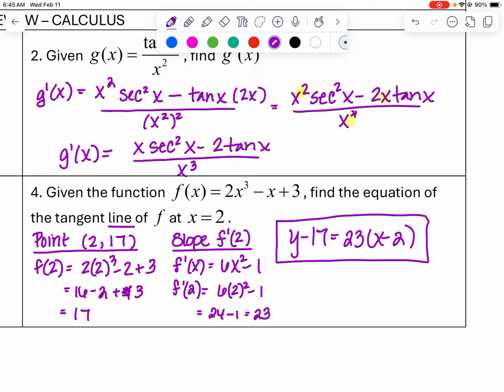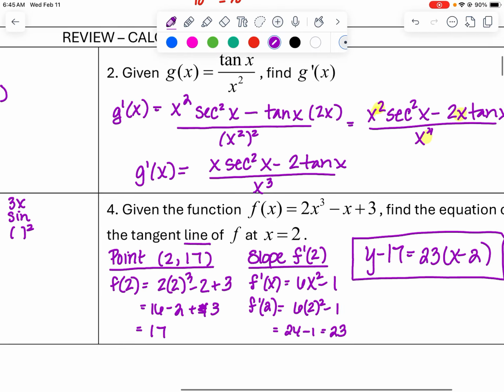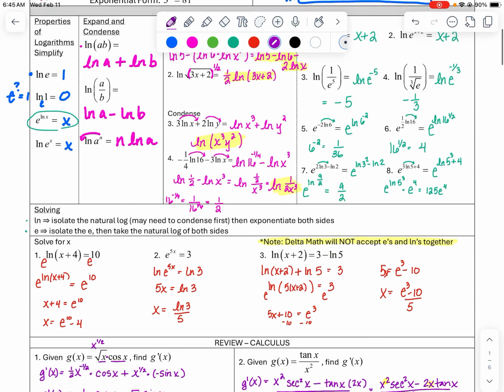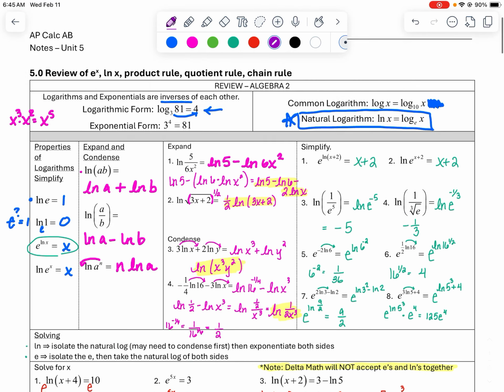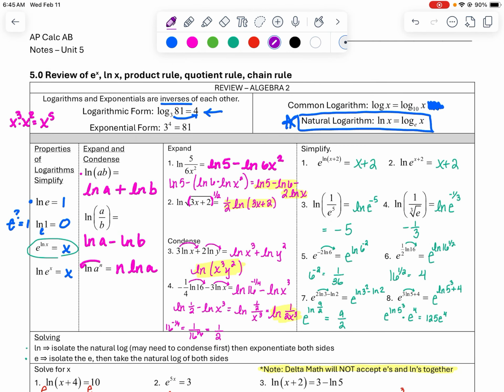And you can leave it like that unless you have some reason or some instructions to write it in a different form. Okay, so quick review of all of that. We want to make sure we're really good at these so that we can dive into the rest of Unit 5. Have a great day.